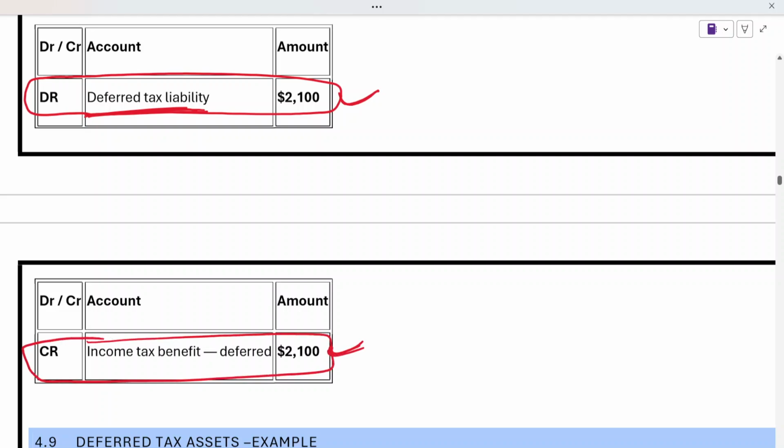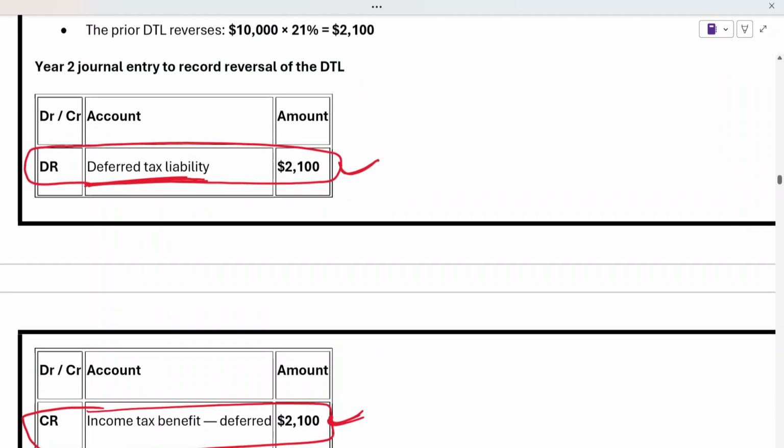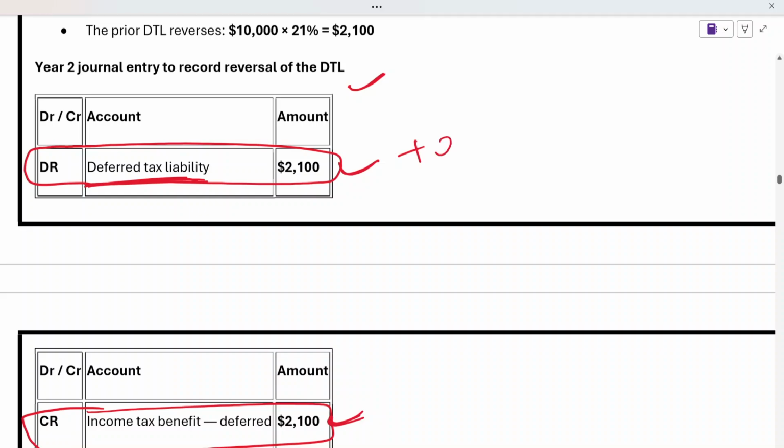So this entry nullifies the impact of the deferred tax liability. Now you may think, why haven't we created any deferred tax assets in year 2, although it was a plus $2,100 above? Then I will respond that since it is getting nullified, nothing new is getting created, and if nothing new is getting created, you don't need to pass the entry of that deferred tax asset. Okay, and I hope you understood this. In the next session we will see a deferred tax assets example based upon a similar trajectory.